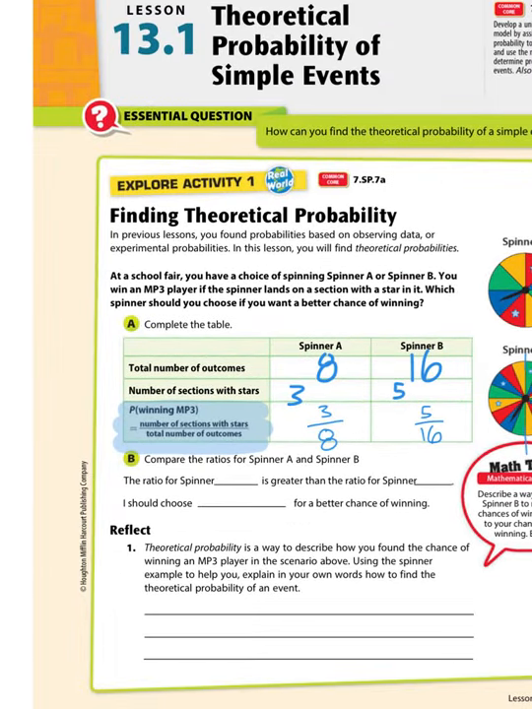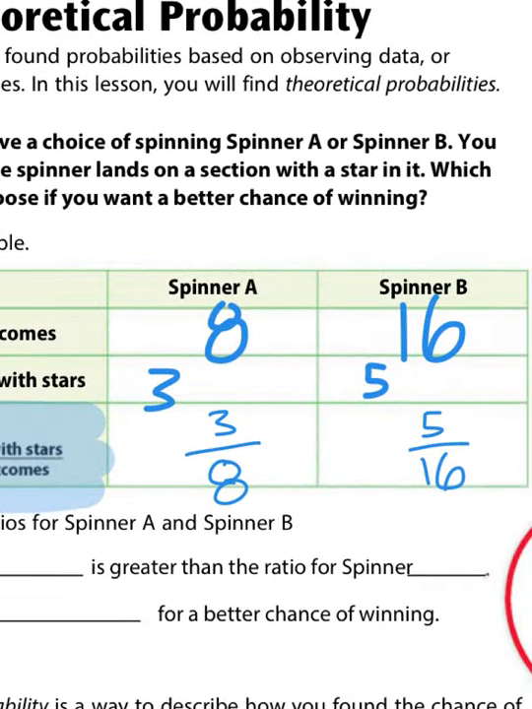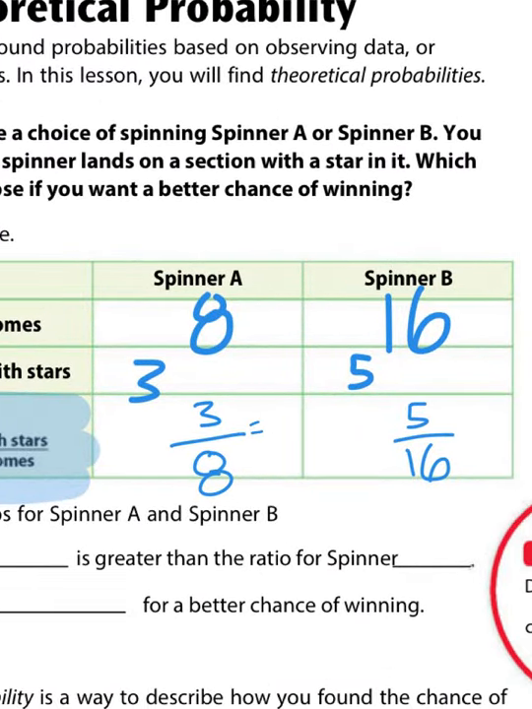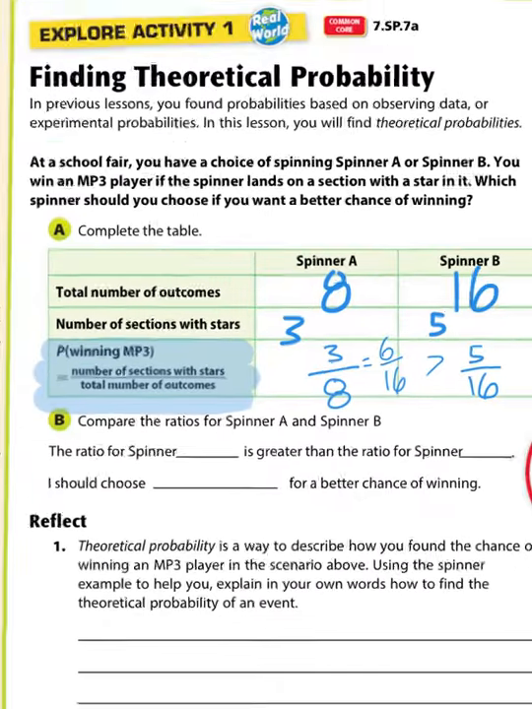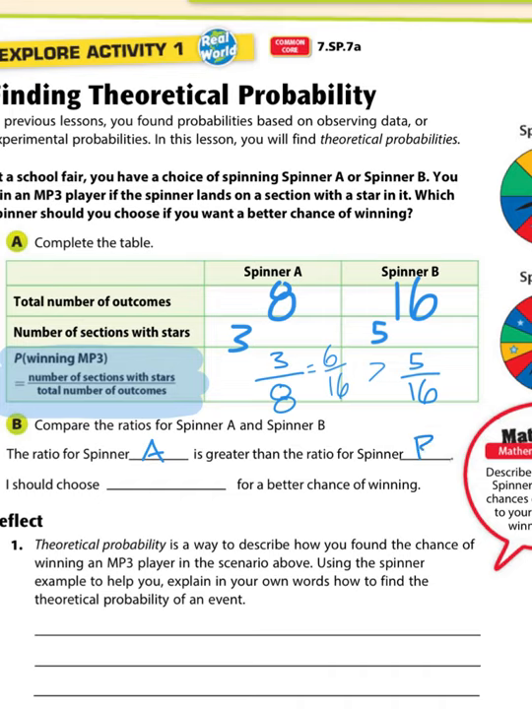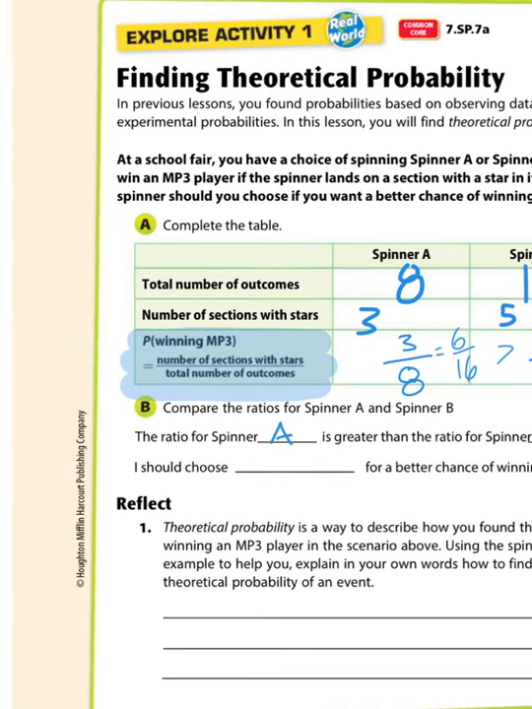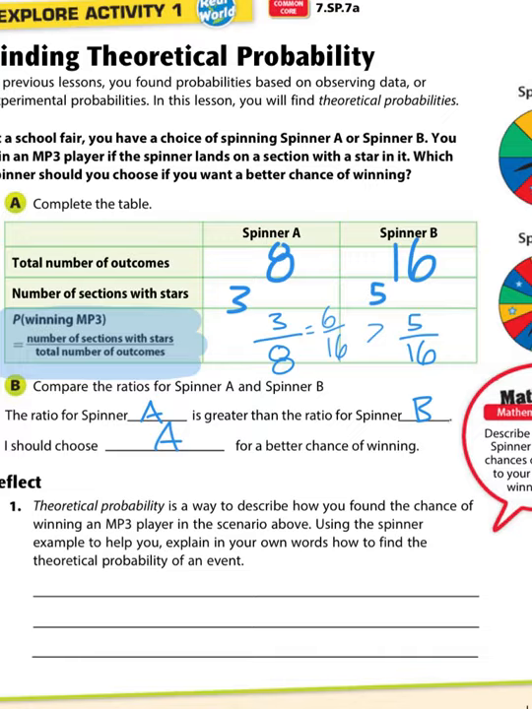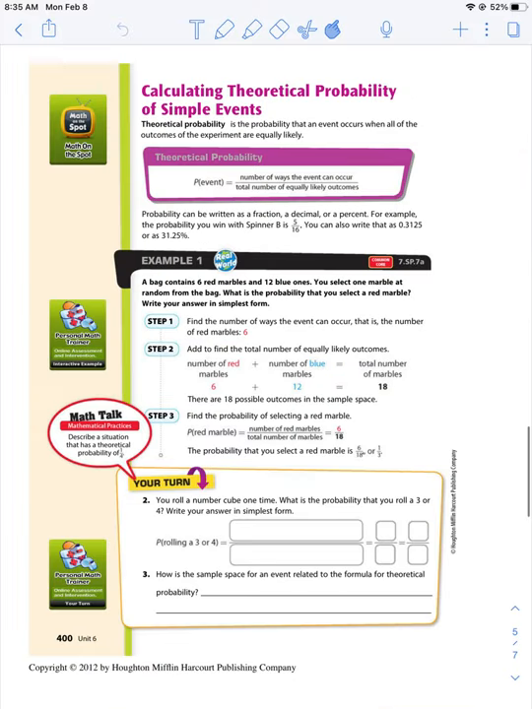All right, so the ratio for spinner blank is greater than the ratio for spinner blank. Well, let's compare these fractions. 3/8 we can make into 16ths by multiplying both by 2, so that's equal to 6/16, which is greater than 5/16. So the probability for spinner A is greater than spinner B. So I should choose spinner A because I have a better chance of winning.